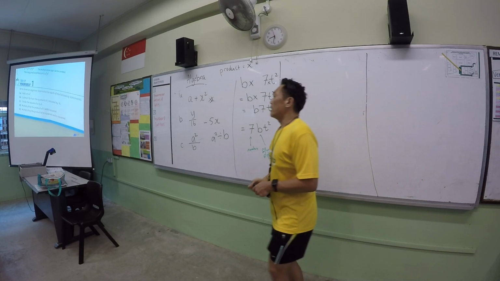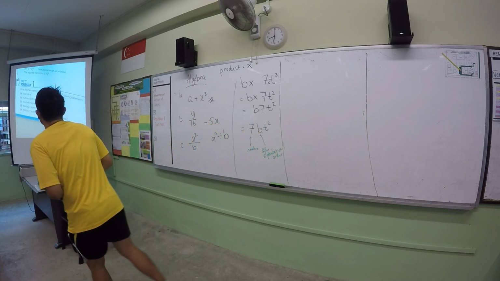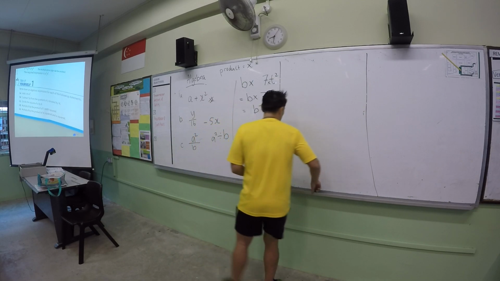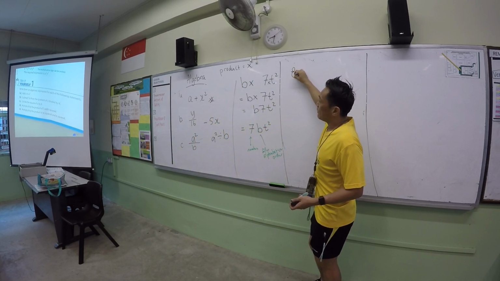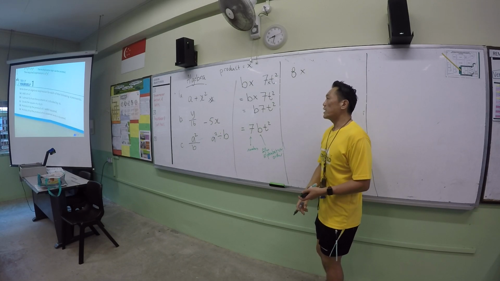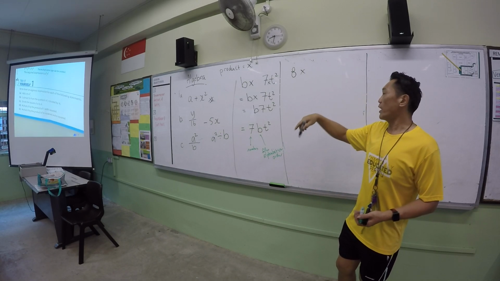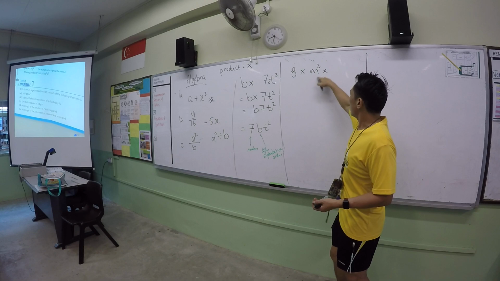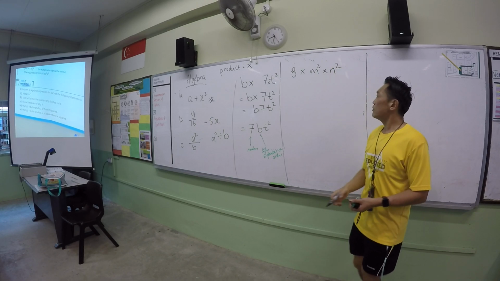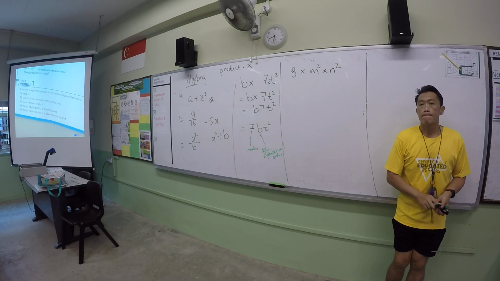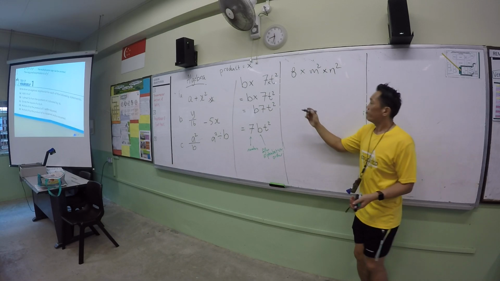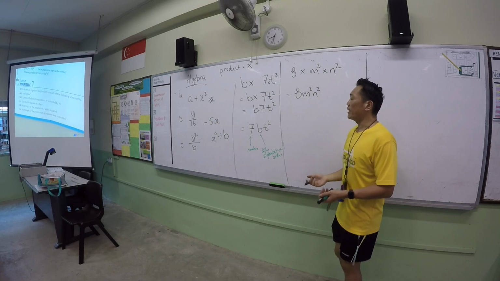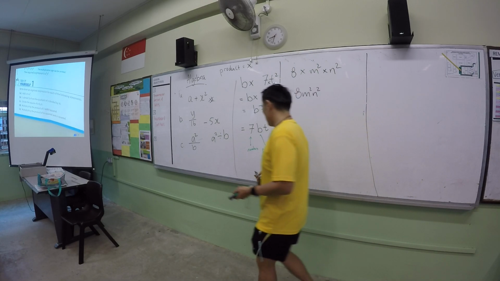Multiply 8 by the product of m squared and n squared. Okay, so we are going to multiply 8 by product, again is multiplication. m squared is m to the power of 2, product of m squared and n squared. Okay, simplify 8 m squared n squared like that only.